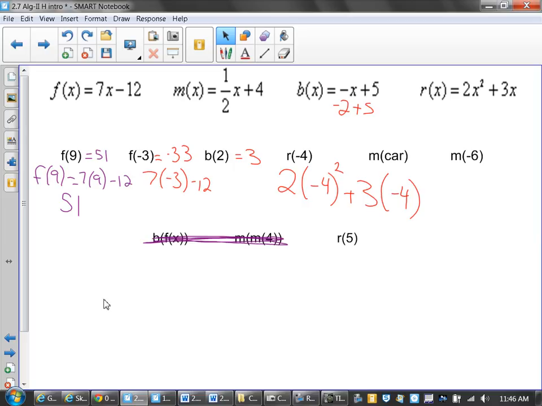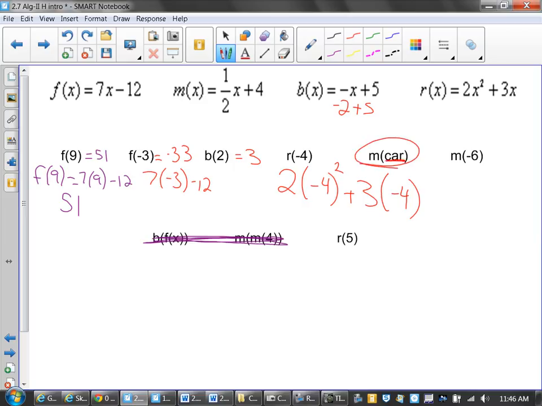Yes. No, I'm confused. What? Can you just tell us the M answer? Half of car plus 4. That's it. You're not solving anything. All it's telling you is take the word car and substitute it in for x. So you get 1/2 car plus 4.